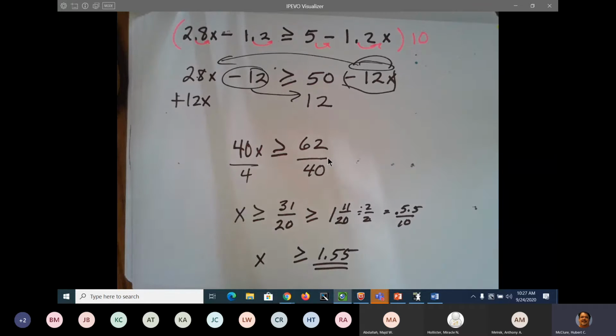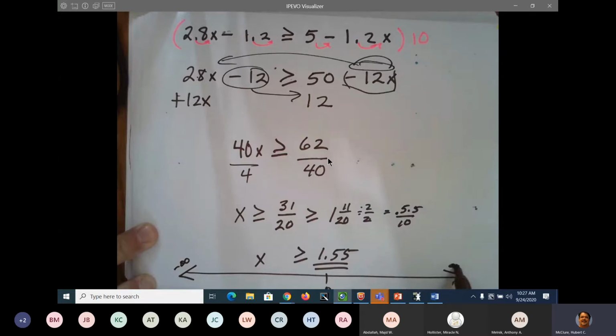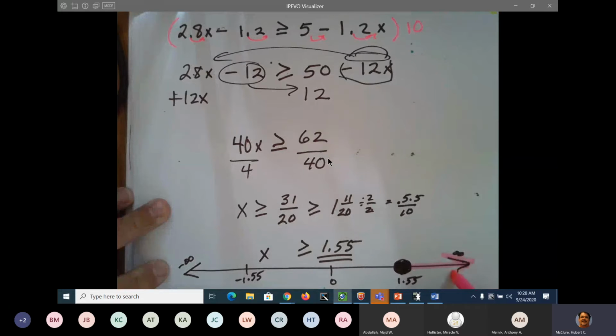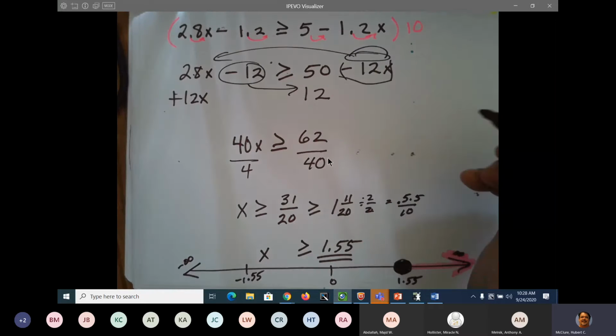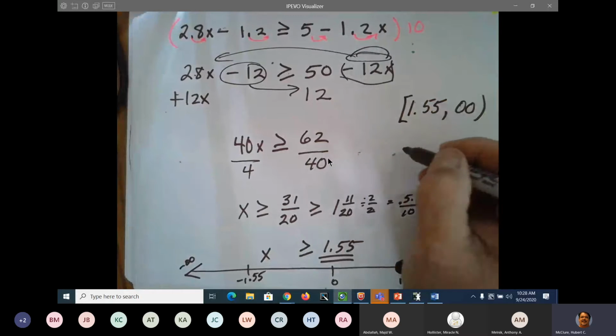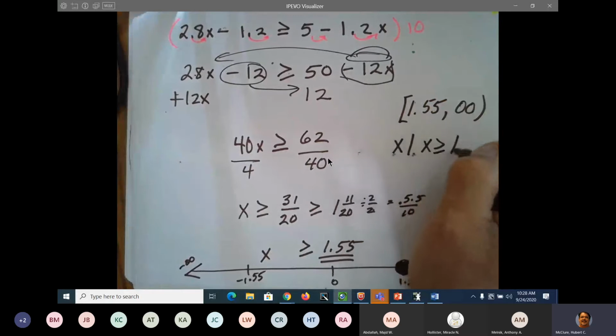Now I'm going to graph it. 0, negative infinity, positive infinity, 1.55, and negative 1.55. And I'm going to put a closed circle at 1.55. And somebody tell me what numbers are greater than 1.55. To the right, Hubert. That's right, class, and that includes positive infinity. So interval notation is from 1.55 to infinity, and set builder notation is x such that x is greater than or equal to 1.55.